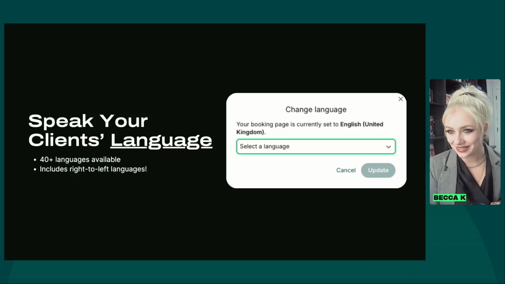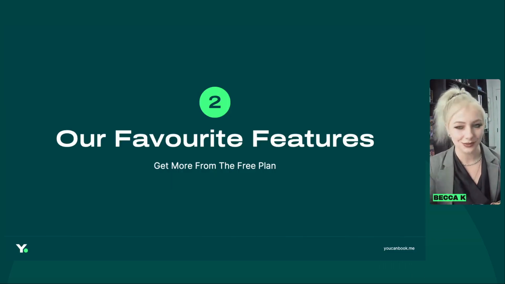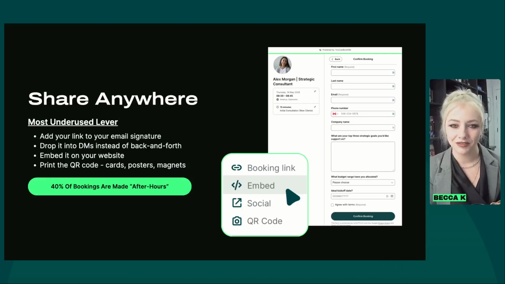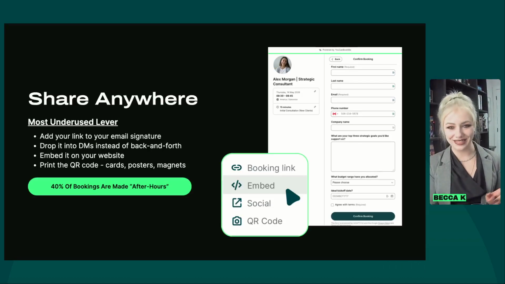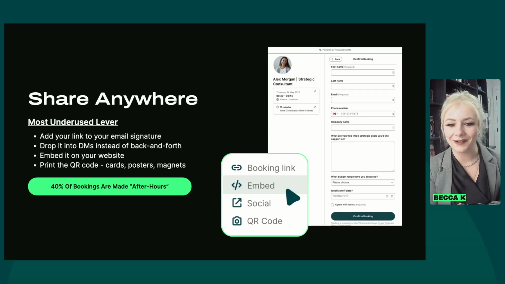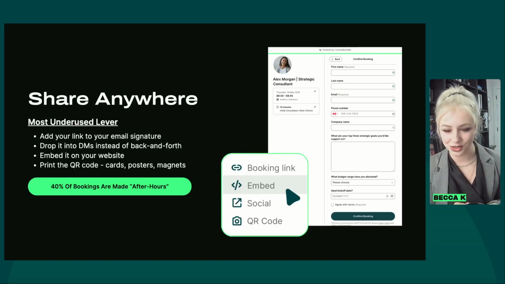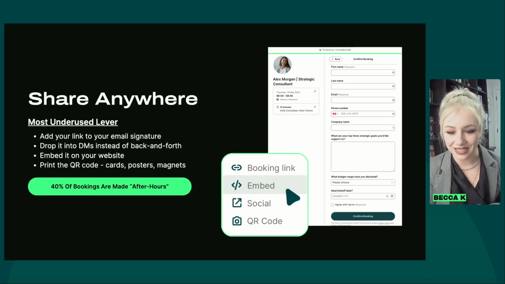Those are the basic setup steps, but there's also some extra features that you also get on the free plan that I just want to highlight quickly. First of all, the share anywhere buttons. These buttons are completely available on the free plan and one of the most underused levers, in my opinion, to be honest. Obviously, you can copy your booking link. That's what everybody uses. But there are embed codes. I'm going to show you how those look. You can auto share it to your socials. And you can get a QR code.